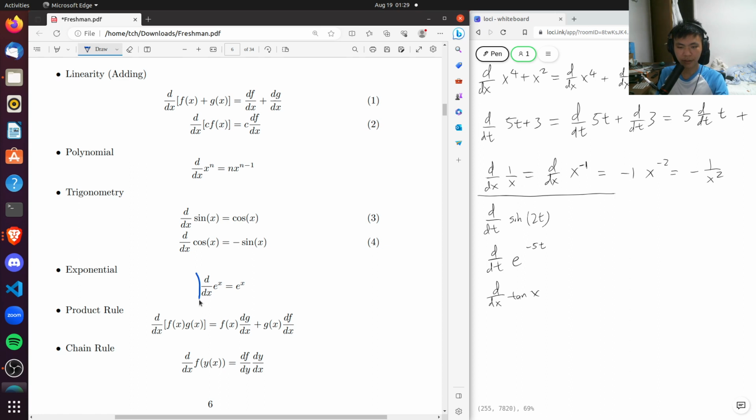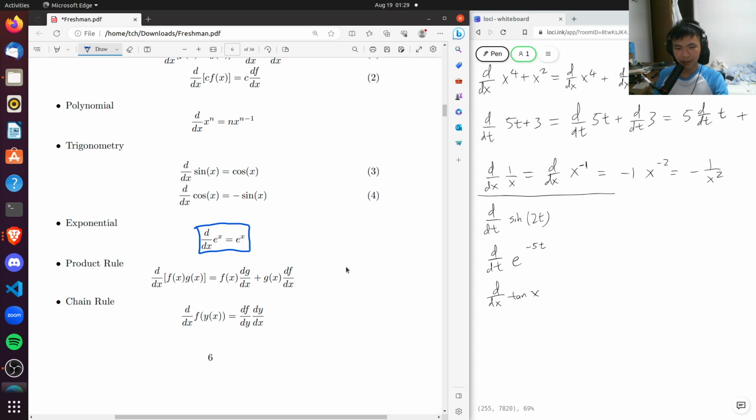Okay, exponential, another very natural rule that appears in physics, right? The derivative of e to the x is e to the x. So this is the only function where the derivative is itself. That's quite funny when I first learned about it. Okay, next will be the product rule. The derivative of a product of two functions, fg, is just f g prime plus g f prime, right? These are just rules that you memorize along the way. You get used to them.